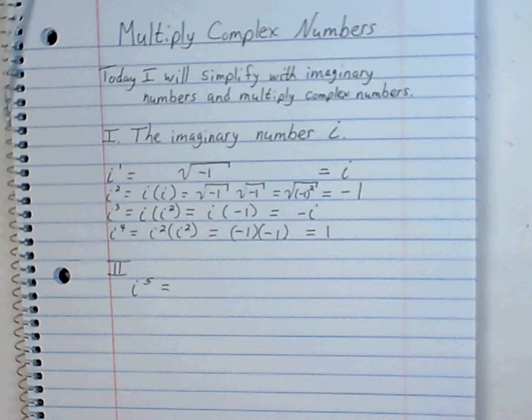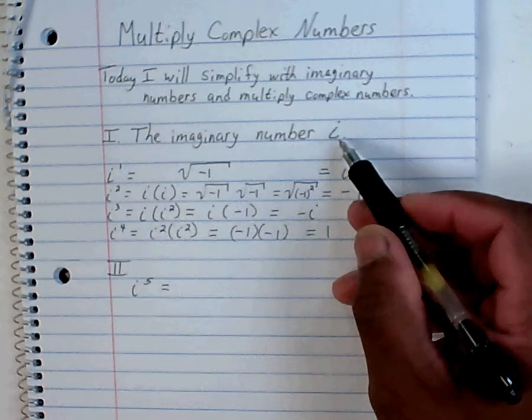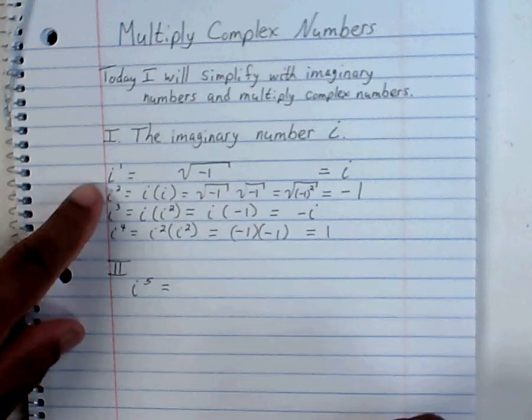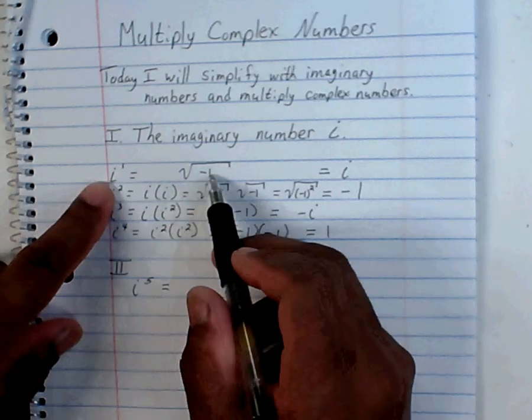Today's topic is multiply complex numbers. You can see that we're going to simplify with imaginary numbers and multiply with complex numbers. The imaginary number is indicated with a cursive lowercase i, and we have i to the first. It is the square root of -1.